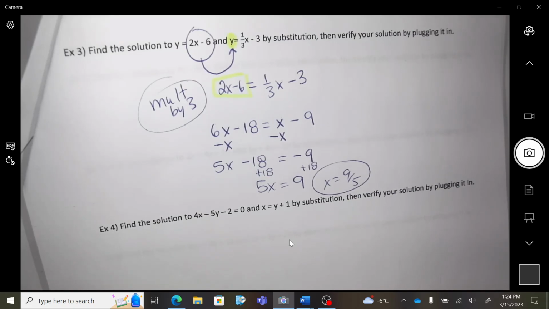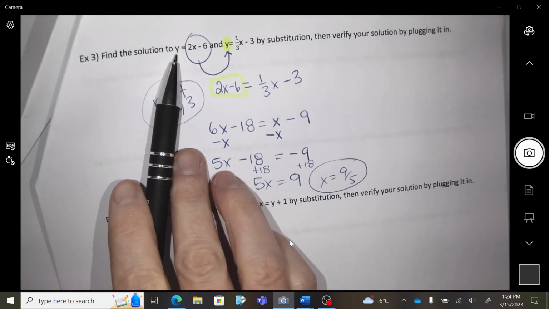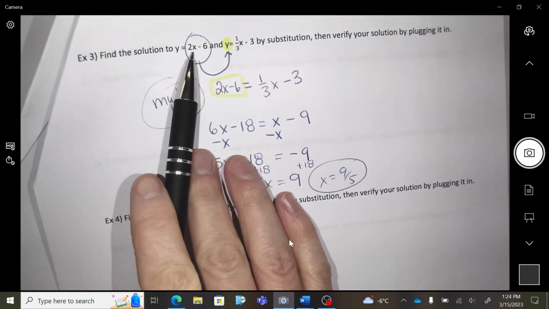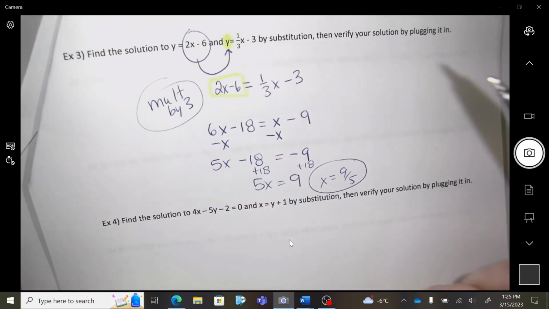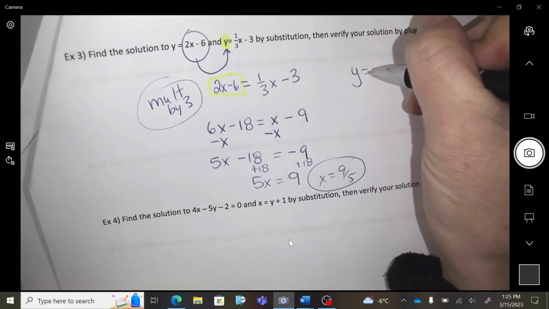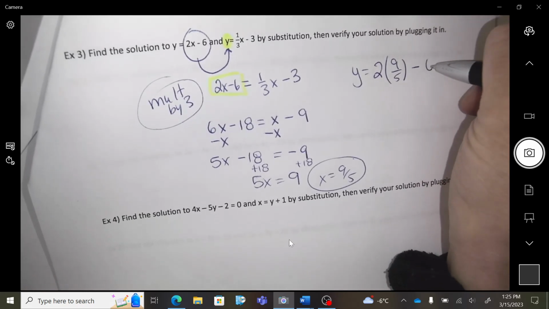Okay, so what do I do now? If I know x, I gotta go back and figure out y. Which equation do you want to plug it into? It doesn't really matter. You can either plug it into this one or this one. We'll pick the first one. Y equals 2 times 9/5, subtract 6.